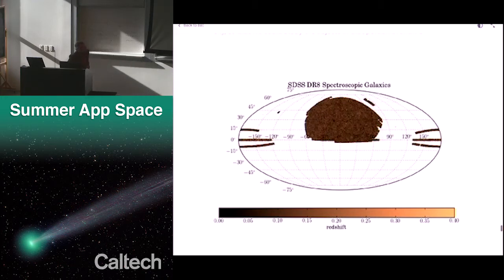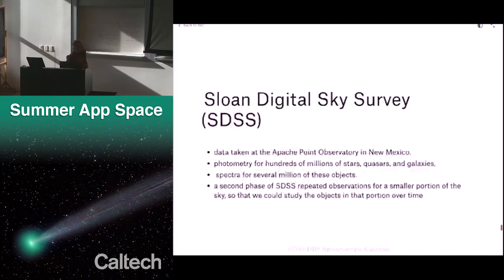So I'll give a couple overviews of the data that we have access to in AstroML. One is the Sloan Digital Sky Survey. This is data taken at the Apache Point Observatory in New Mexico. It has photometry, so that's flux or intensity, for hundreds of millions of stars, quasars, and galaxies. It has spectra for several million. Again, I mentioned spectroscopy is a little harder to get than photometry, so only several million of those have spectroscopy. And there was a second phase of the same survey that repeated the observations for a smaller portion of the sky so that scientists could study those objects over time.